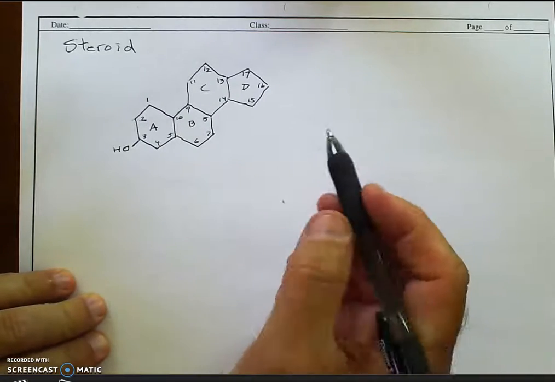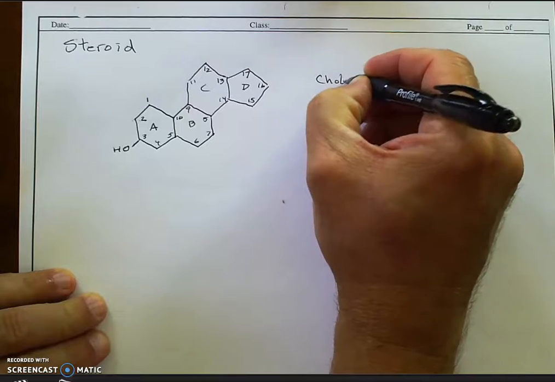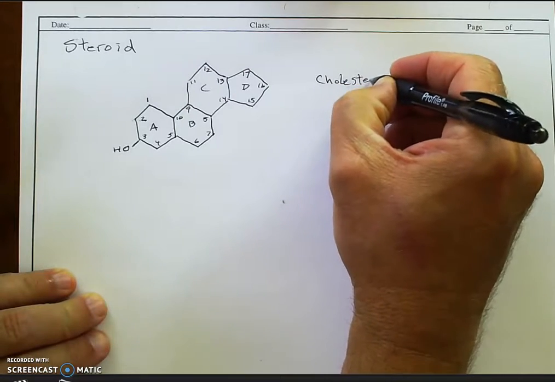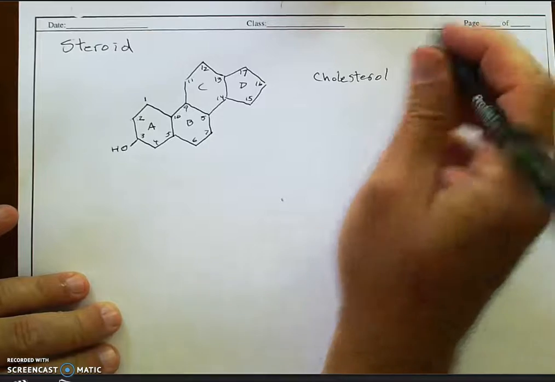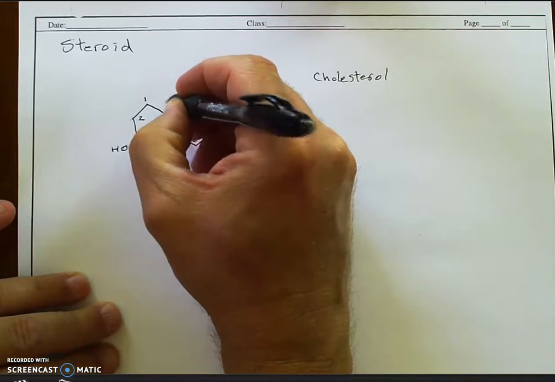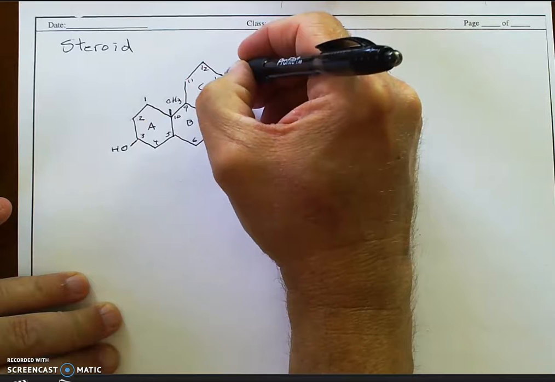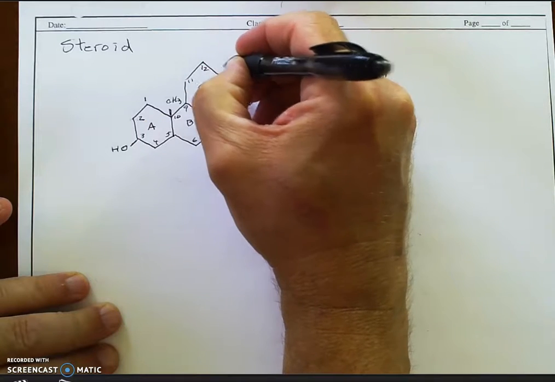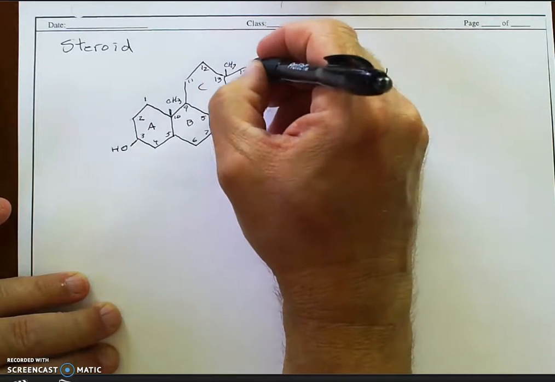The most famous of the sterols is one called cholesterol. We usually pronounce it cholesterol. And cholesterol has a methyl group here at carbon 10. It has another methyl group up here at carbon 13. And this really gets interesting.